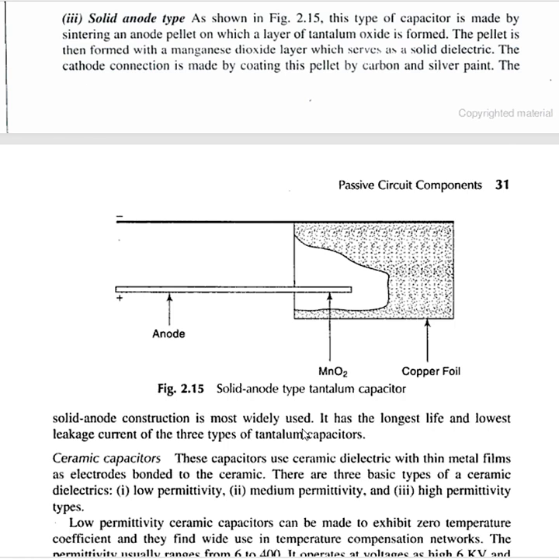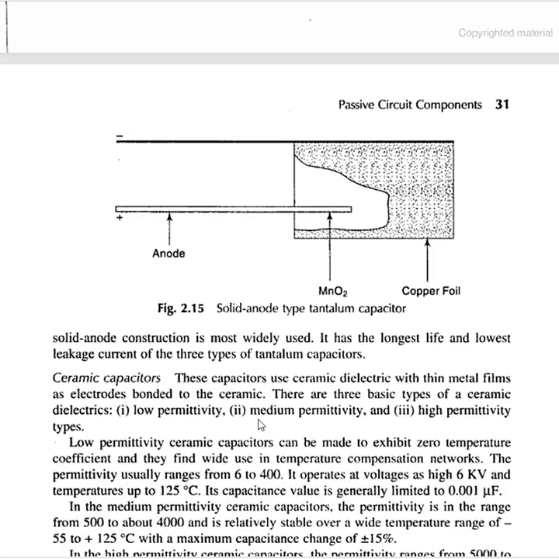The pellet is then formed with a manganese dioxide layer which serves as a solid dielectric. The cathode connection is made by coating this pellet by carbon and silver paint. The solid anode construction is most widely used. It has the longest life and lowest leakage current of the three types of tantalum capacitors.